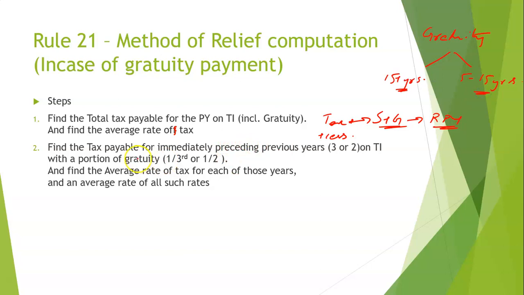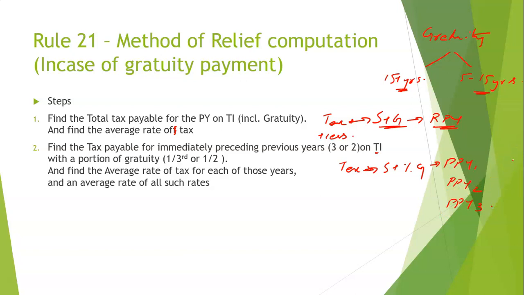Alright, so all that you have to do is find tax payable for immediately preceding previous years, on total income with a portion of gratuity. So salary plus percentage of gratuity, not full gratuity, percentage of gratuity for preceding previous years. How many preceding previous years? 3 or 2. It can be preceding previous year 1 and preceding previous year 2 only, or it can be preceding previous year 1, preceding previous year 2 and preceding previous year 3.